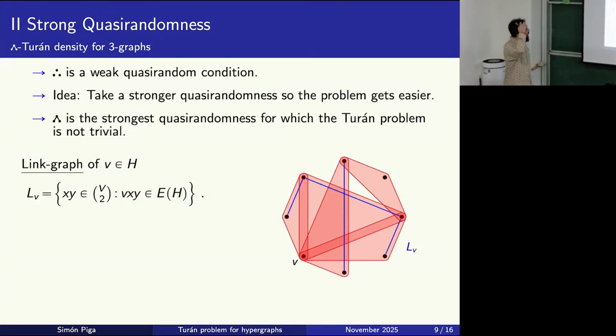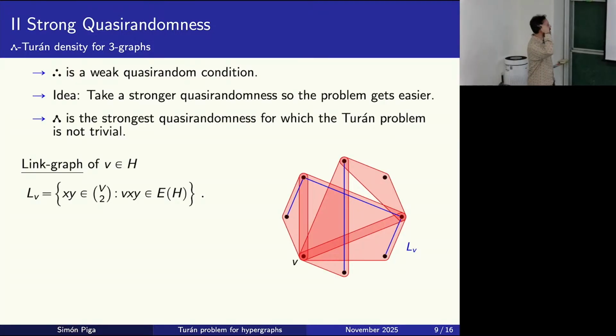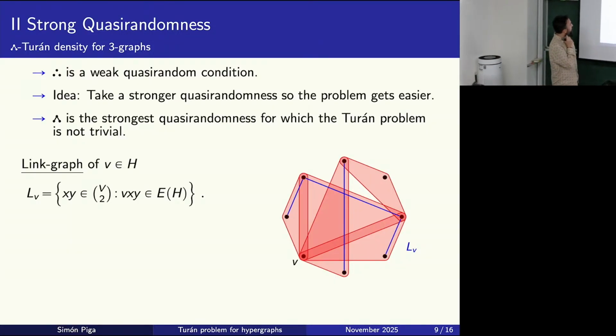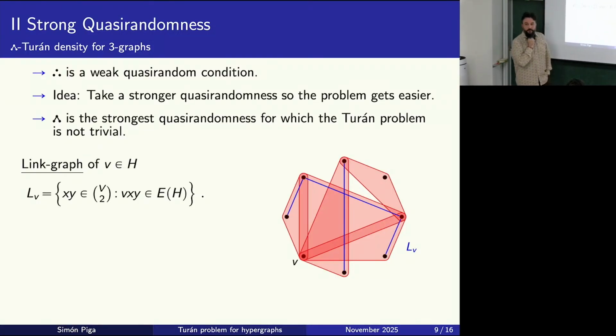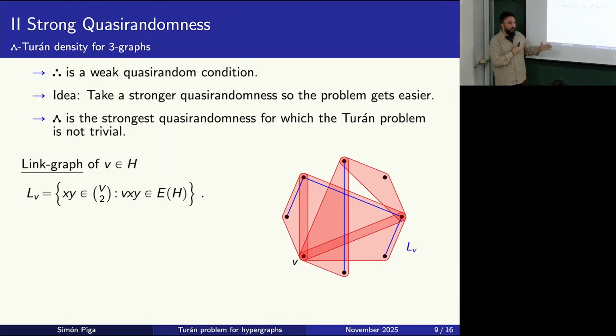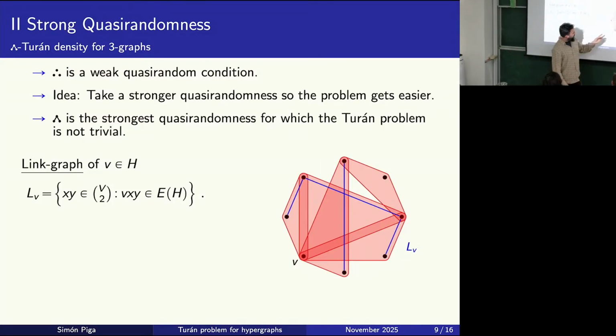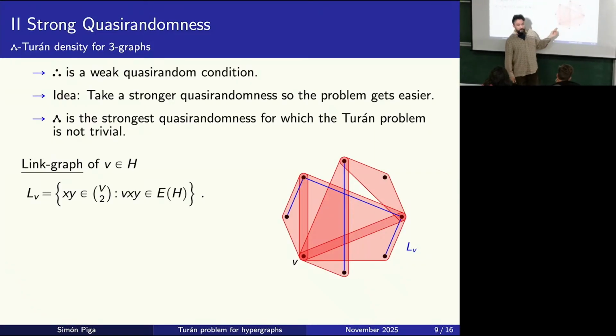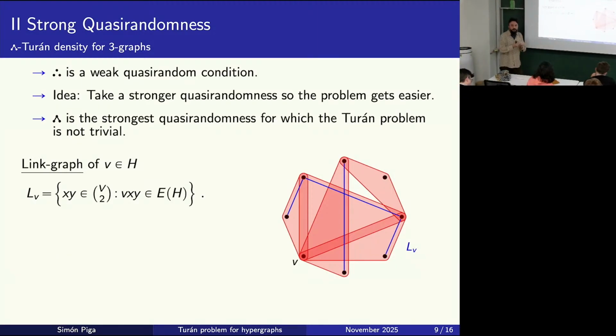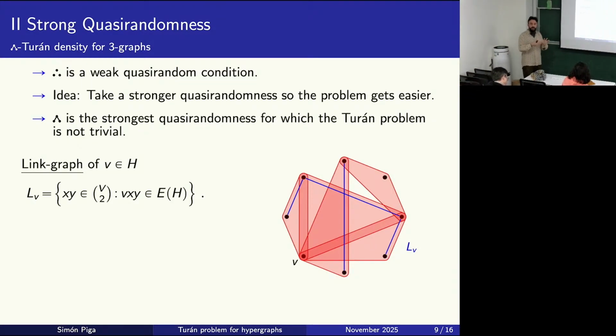And I want to tell you what this quasi-randomness is. For that I need to define the link of a graph. If you give me a vertex in a hypergraph H, a 3-uniform hypergraph H, the link of that vertex is the set of pairs that together with the vertex form a hyperedge. For example, in blue here is the link of B. And the nice thing is that this link is now a graph, right? So for every vertex you can associate a graph, and that gives you a lot of information about the hypergraph.